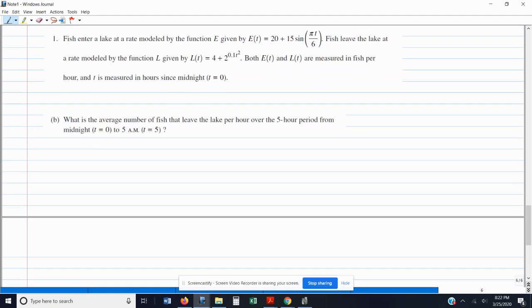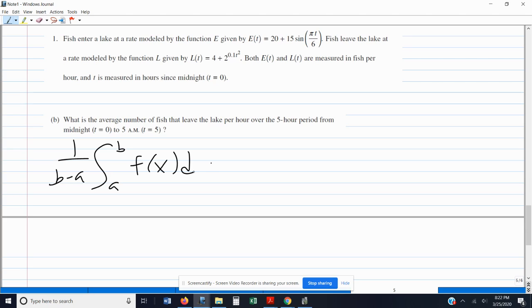So same question stem, and part B just says what's the average number of fish that leave the lake over the 5-hour period from midnight, t equals 0, to 5 a.m., t equals 5. And we remember for average value our 1 over b minus a formula and our function.